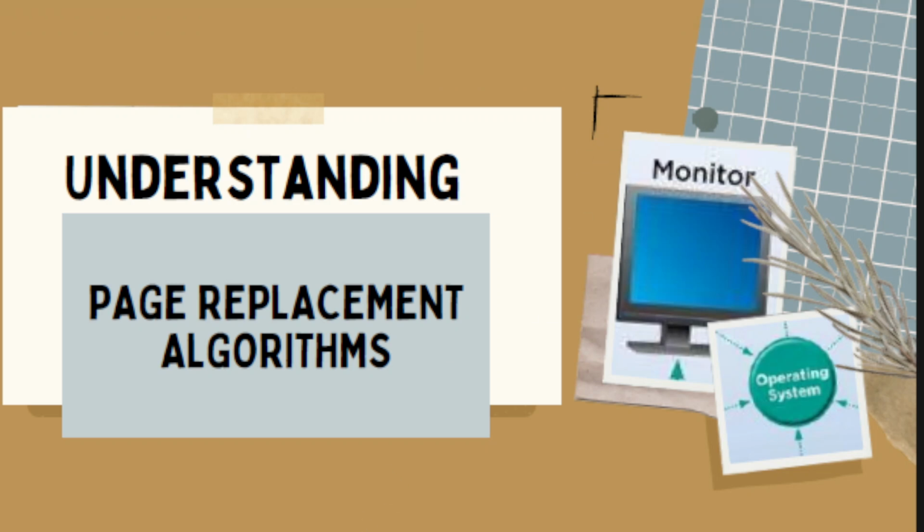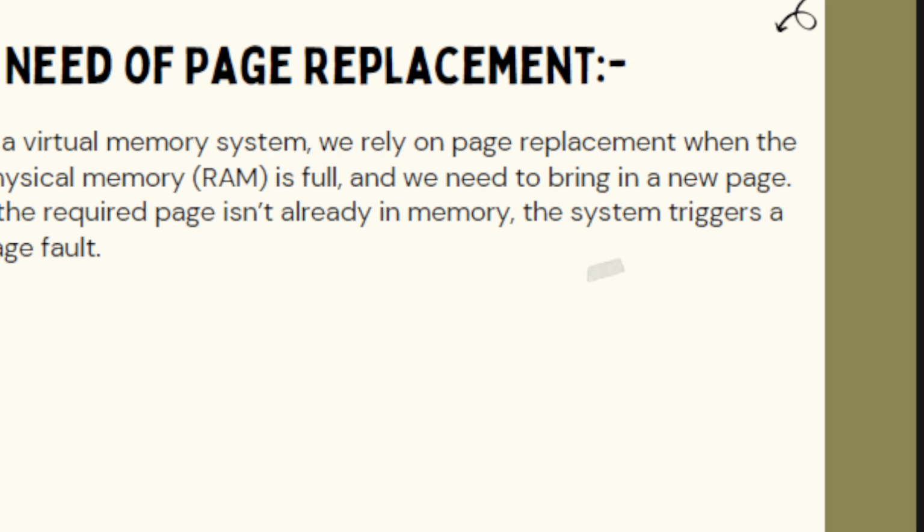Let's see why we need page replacement. In a virtual memory system, we rely on page replacement when the physical memory, meaning RAM, is full and we need to bring in a new page. If the required page is not already in memory, the system triggers a page fault. This forces the system to make a decision: which page should be removed to make space for the new one? This is where page replacement algorithms come in.